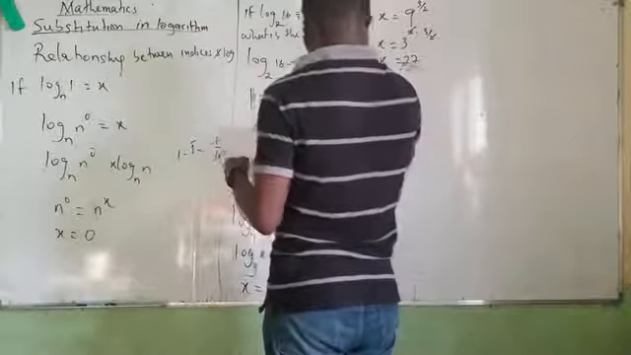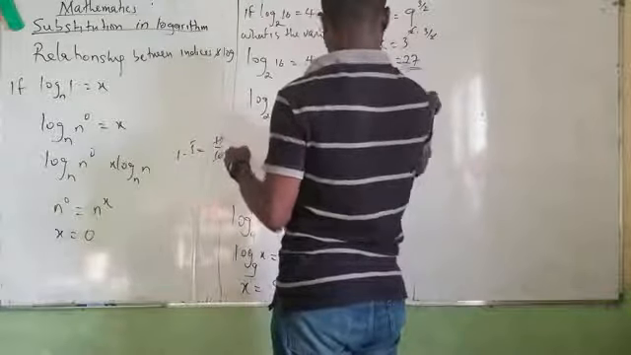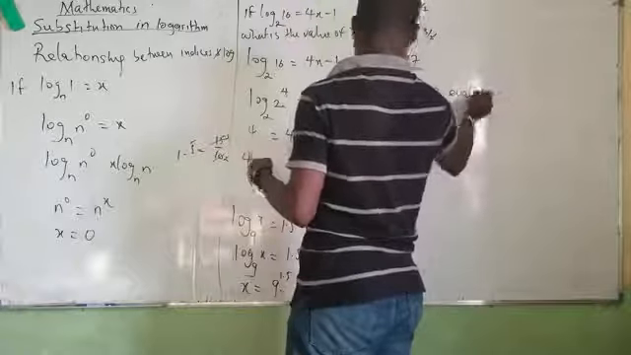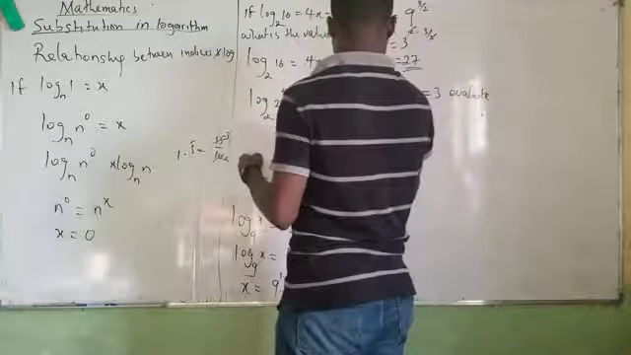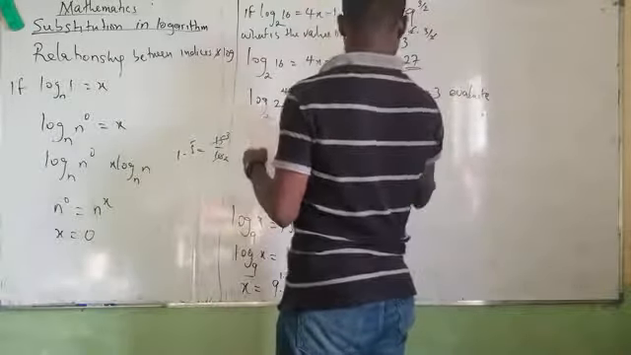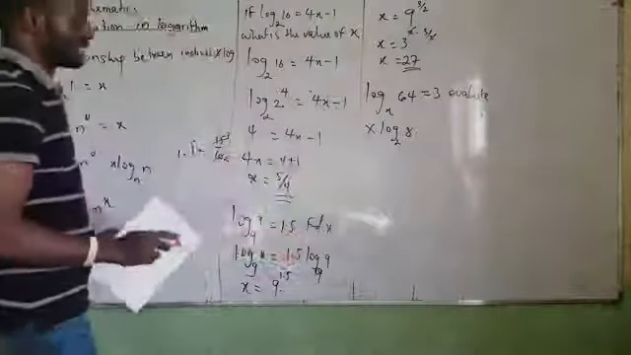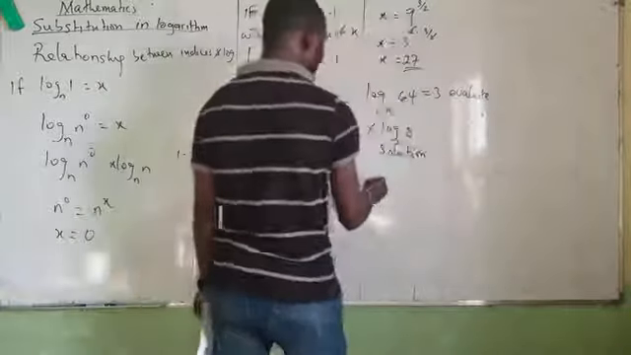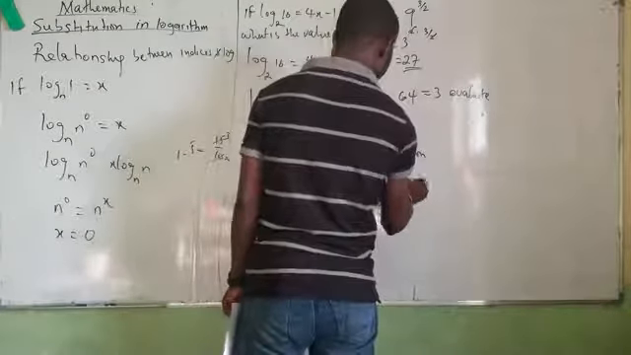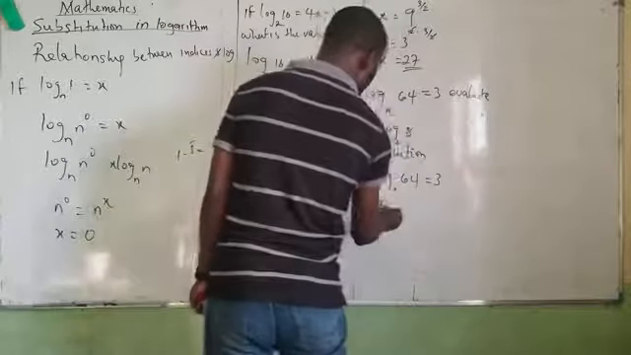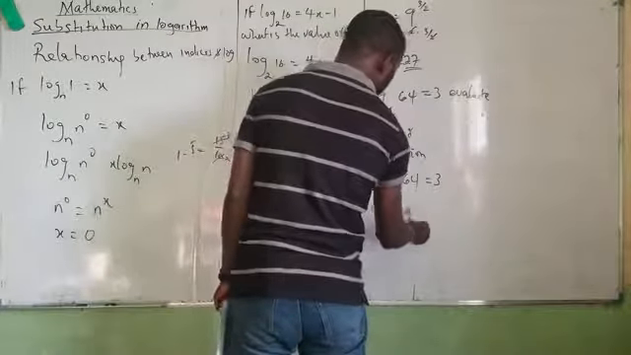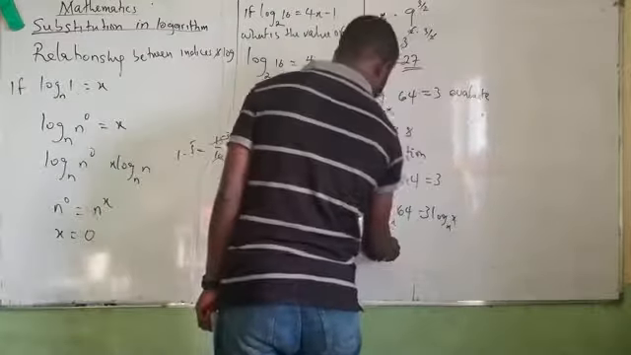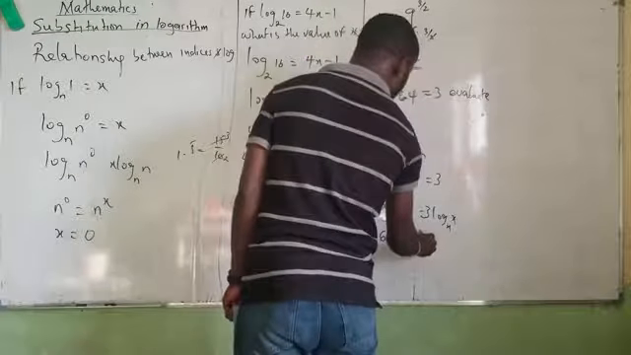Log x 64 equals 3. Now we are asked to evaluate x log 2/8. What you just need to do is, I have log x 64 equals 3. I can turn it to log x 64 equals 3 log x x, which gives 64 equals x raised to 3.